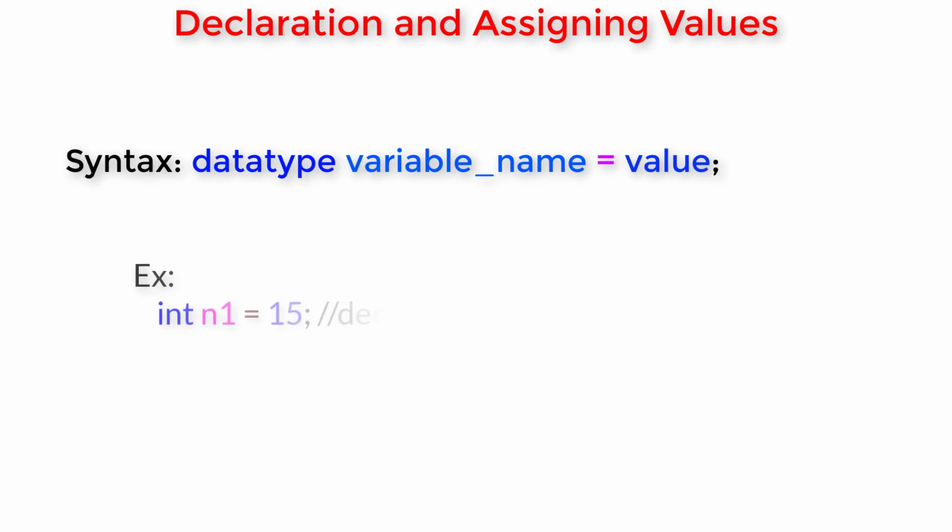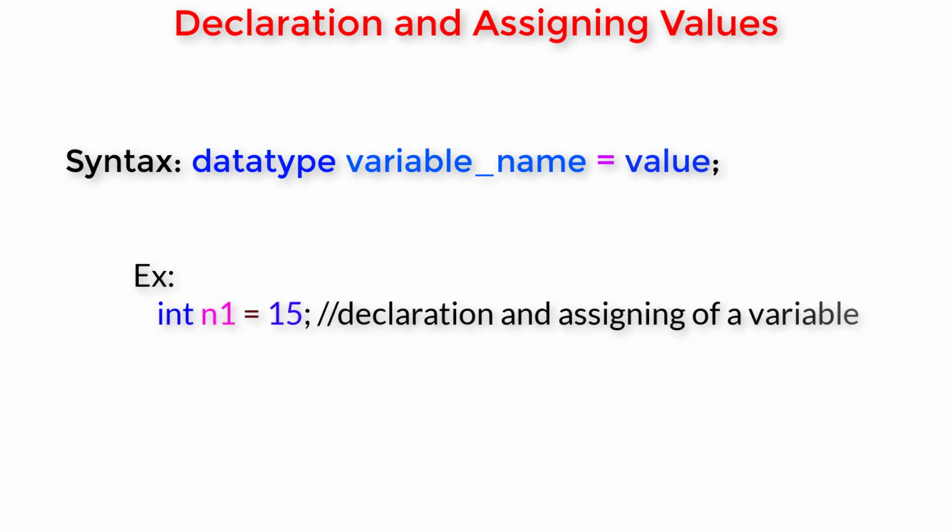Following is the example for the first way. Here, in this example, we created a variable n1 of type integer, and assigned an integer value 15 to it. So, here 15 is stored by the variable n1.